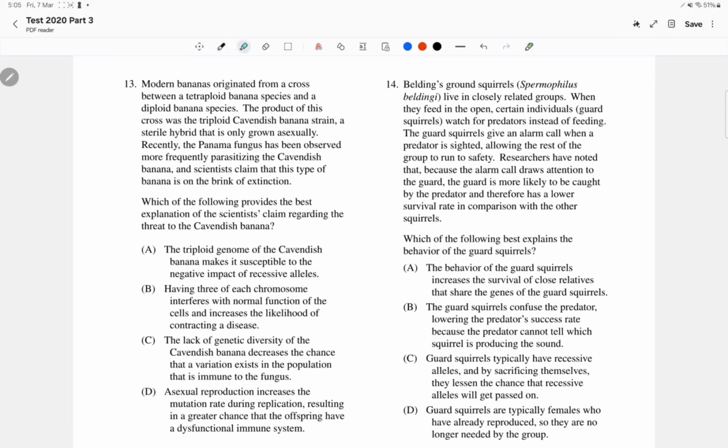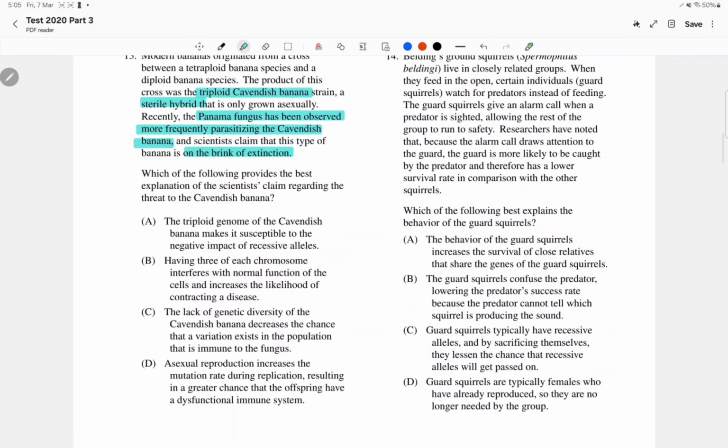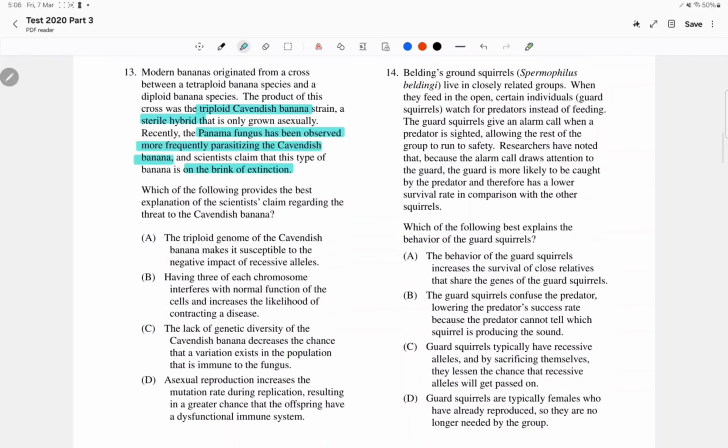If you have a triploid banana, it can't have kids. Bananas can have kids. How do they? By the way, plants have kids, you know what I mean? They're called offspring. But anyways, moving on. There's a fungus that has been observed more frequently as a parasite in this triploid banana, and it might even go extinct. So let's explain which of the following could be the reason for this persistent fungus.